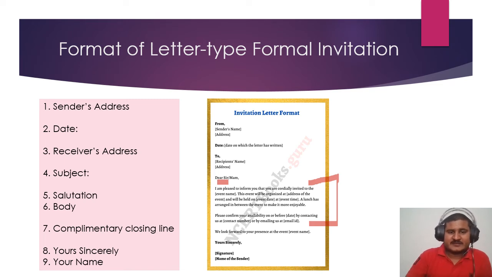And then the complementary closing line, you can see it is written: we look forward to your presence at the event. So this is the complementary closing line that you have to also mention. And last you have to write down the closing salutation, that is yours sincerely, yours truly, or anything else. But it is compulsory to write. And then your name. So this is how we write the formal invitation letter.